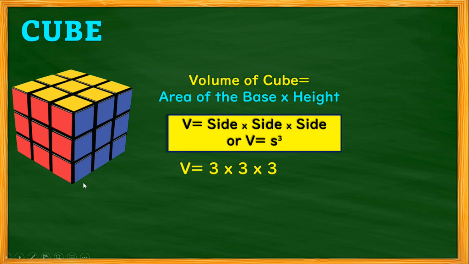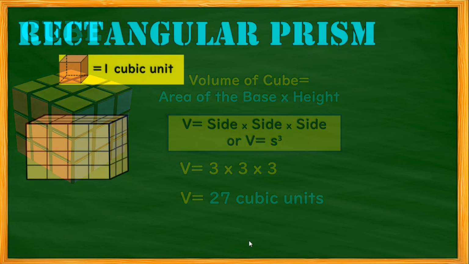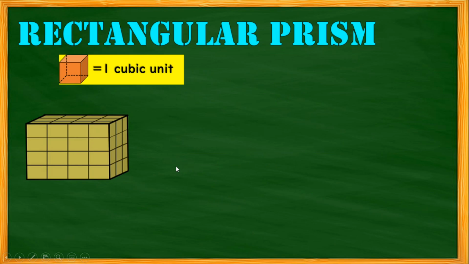3 for the second side, and 3 for the other side. So we have 3 times 3 times 3. We have 27 cubic units, or 3 for the length, the width, and the height. Now, for the rectangular prism, we have this example.